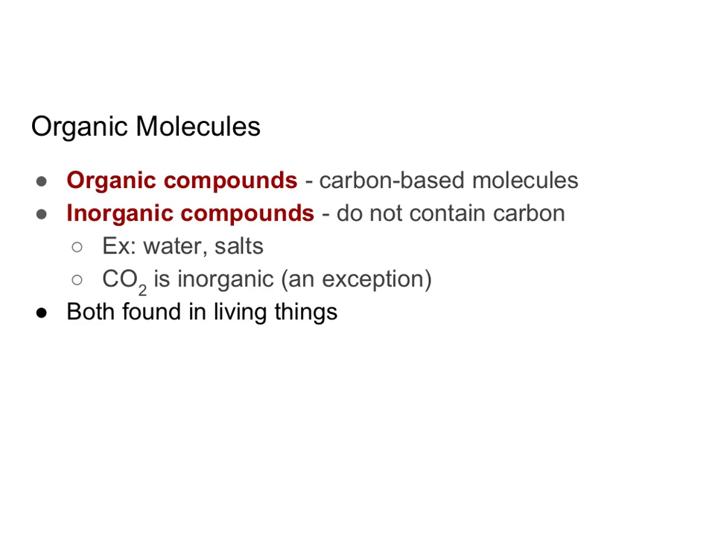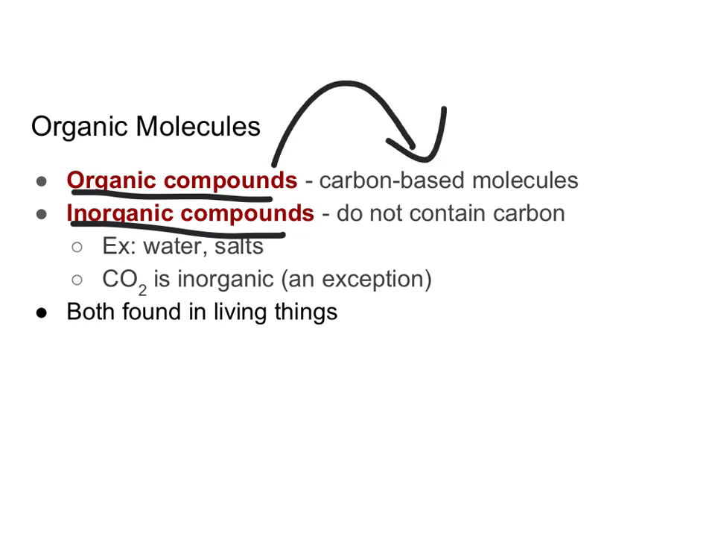Basically, there are two different types of molecules: organic compounds and inorganic compounds. And the definition is pretty simple. An organic compound is defined as anything that is carbon-based. It has carbon as the main atom present in that molecule. Living things are carbon-based. Living things are organic. We are made up of many, many organic molecules.